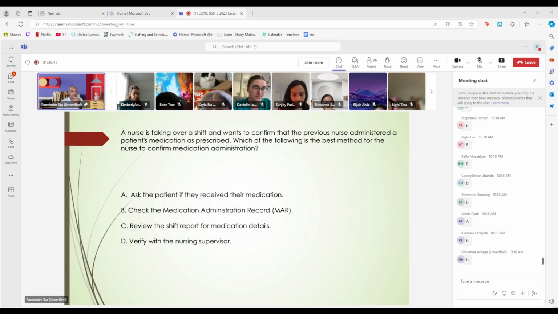Sorry about that. Okay, so the correct choice is B, check the MAR. Not asking the patient. But if the patient is confused, right? So it's checking in the MAR. That's where you document and confirm the medication administration. Nurse giving any medication, whatever the dose given, the time it was given, the route it was given, any assessments done, for example, if it's a blood pressure medication or blood glucose medication, the numbers, all that should be there.